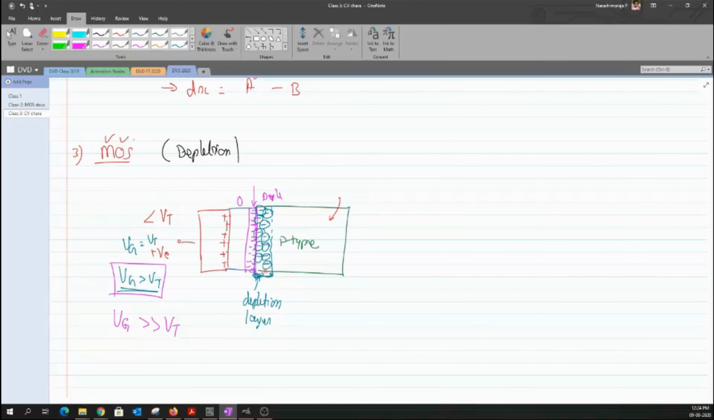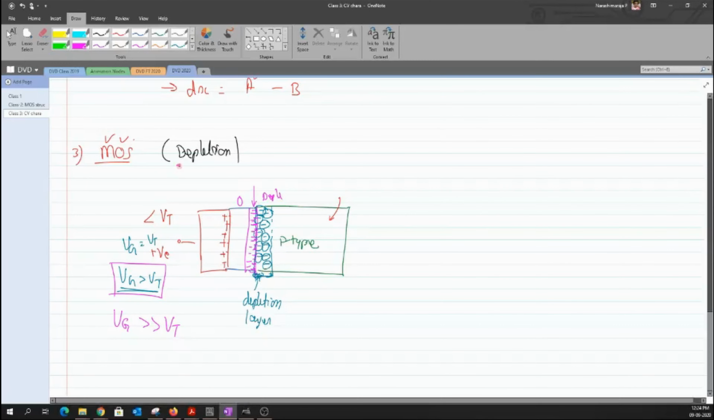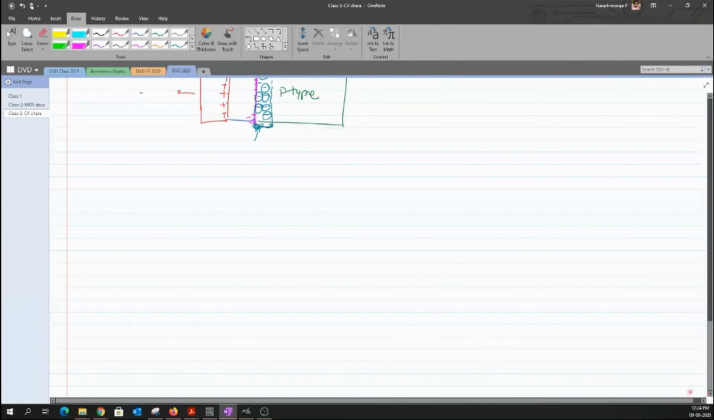So now I'm just worried about the depletion layer. I'm talking about a voltage VG which is positive, but still less than the value of VT. So we don't have any negative charges at this particular interface. It's only the depletion layer that I have. Now under this condition, let us try to map our charge concentrations.